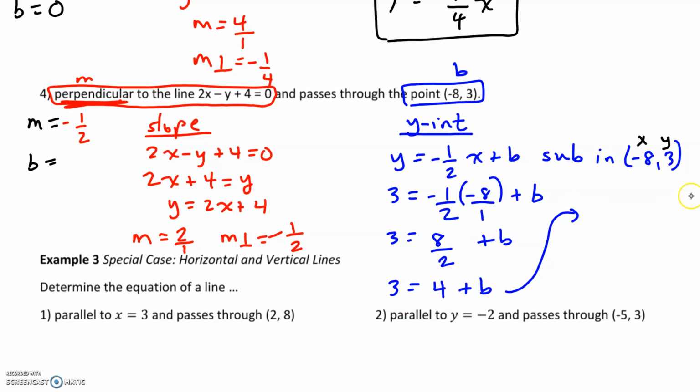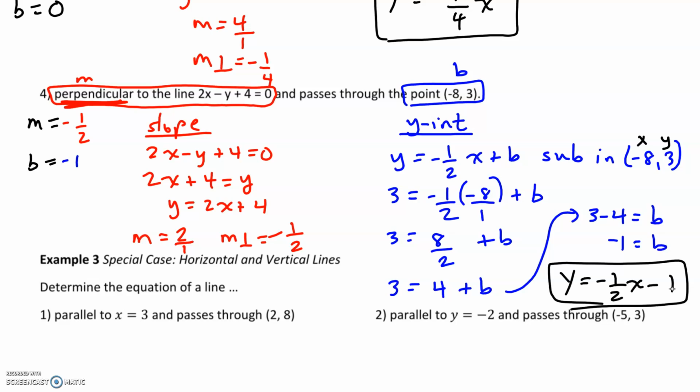Let's go ahead and we'll add 4 to both sides. So negative 3 plus 4 equals b. Negative 3 plus 4 is 1. So I have my b value. And our last step is to write the equation. So that would be y equals negative 1/2 x plus 1.